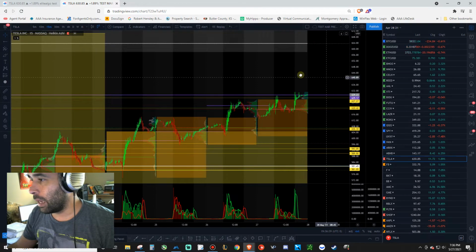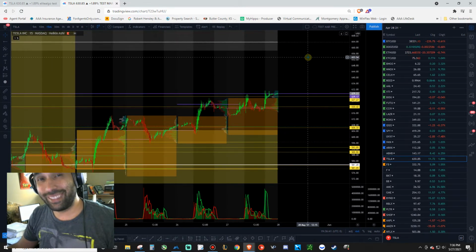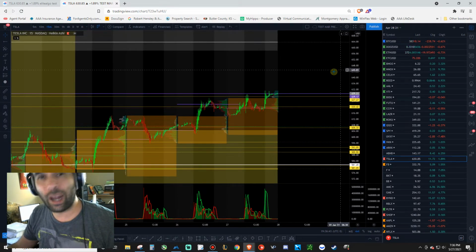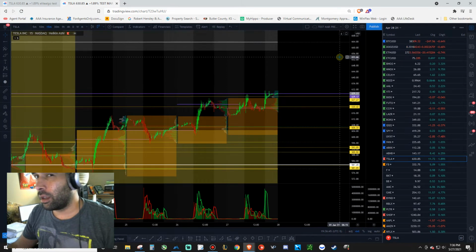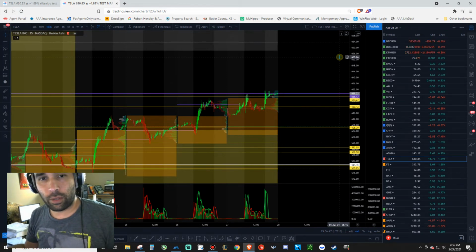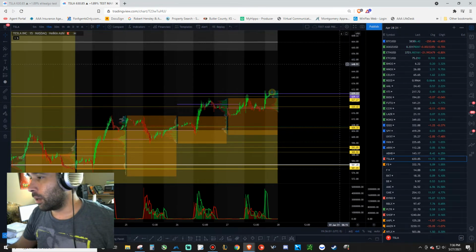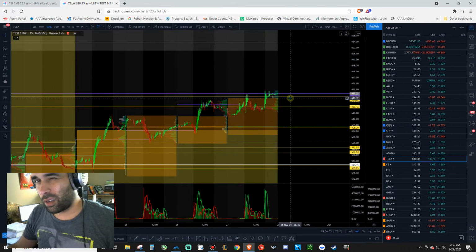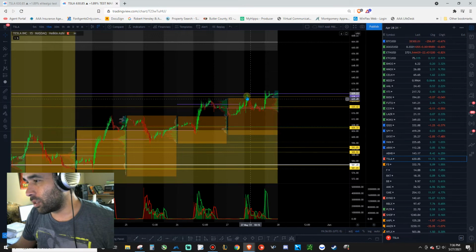It's going to be like a magnet. This will be a huge resistance at first. It'll take a while, in my opinion, to get through it. Unless there's just some kind of gamma squeeze happening with Tesla, like in the old days, where it just goes through there in one day. But I don't see that happening now with the way Tesla's acting lately, especially today.